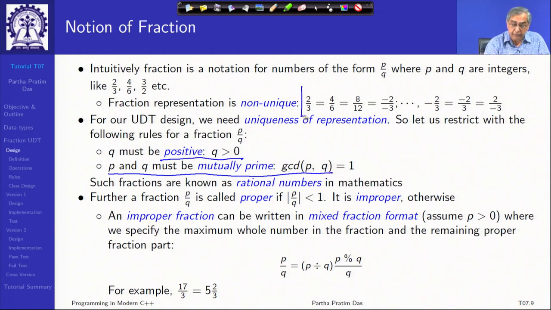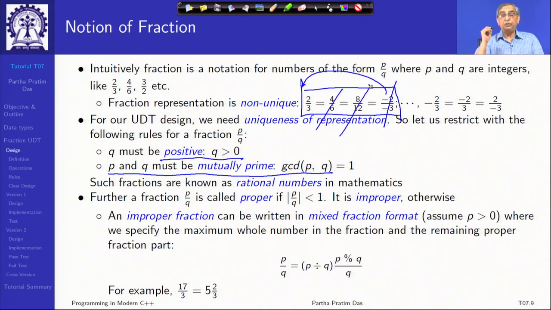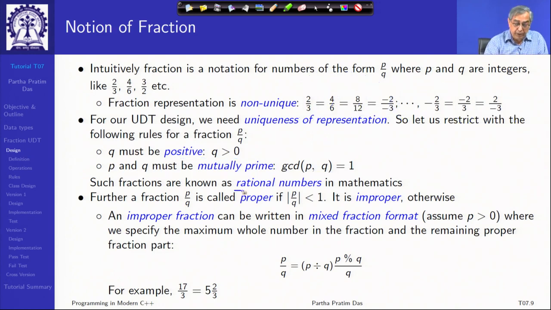So, if you put that, then out of all this, by the first condition this representation will go out, it is same as this, and by the second condition these two representations will also go out. So, you are left with only one unique representation for 2 by 3. Similarly, if you look at these three, the only unique representation is minus 2 by 3. Right? So, this is also what we know by rational numbers in mathematics, and that is what we are going to represent here in terms of the fraction.